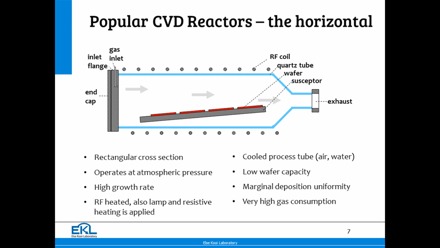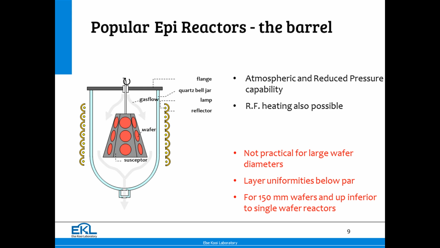Then its role was taken over by the workhorse of the industry, the barrel reactor. You immediately recognize the old horizontal, only turned 90 degrees. It is a bell jar, upside down. Inside the bell jar is a pyramid, and on the sides of the pyramid you have wafers. But the gas flow is still parallel to the wafer surface. So it is in fact the old horizontal reactor, but a little bit smarter put together.